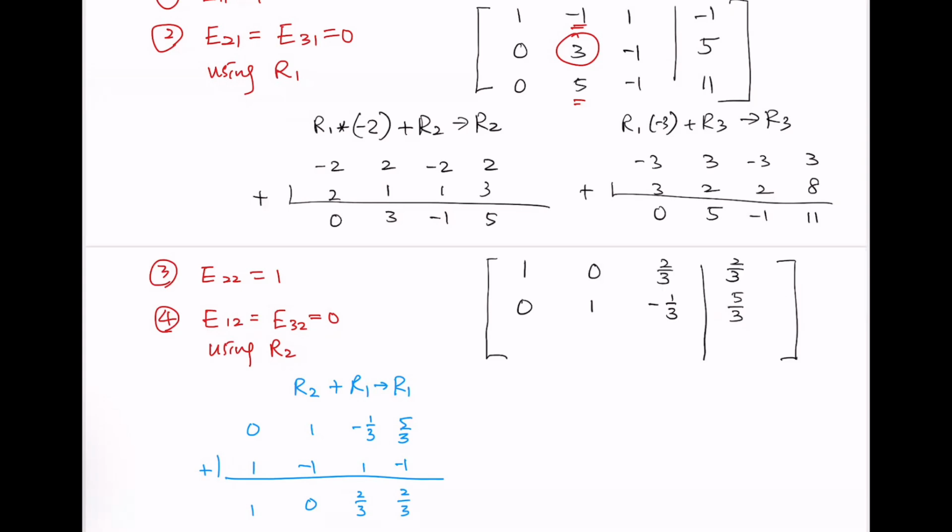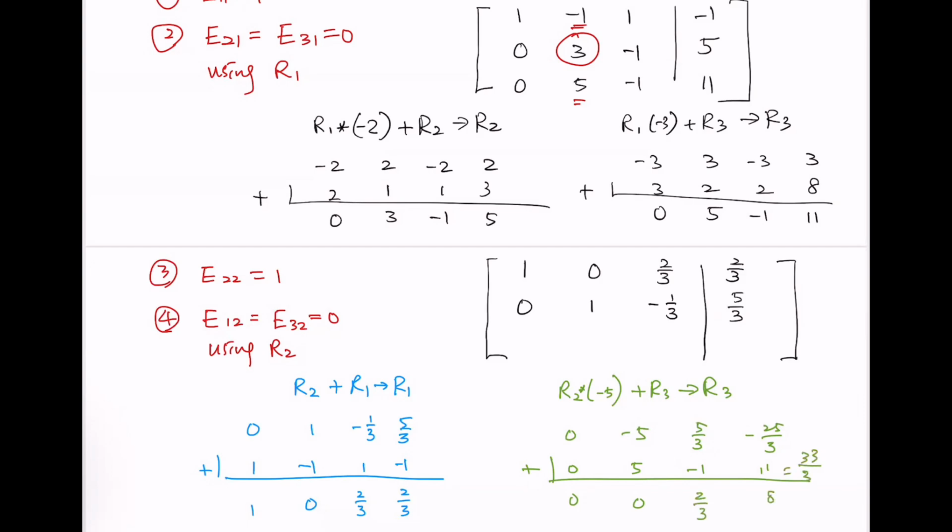And for R3, we have to do R2 times negative 5 plus R3, put it back to R3. 0, negative 5, 5 over 3, negative 25 over 3, and then R3, 0, 5, negative 1, and 11, add: 0, 0, 2 over 3, and this is 8 over 3.